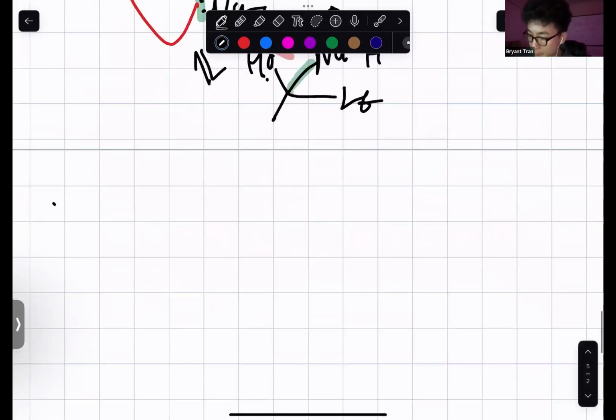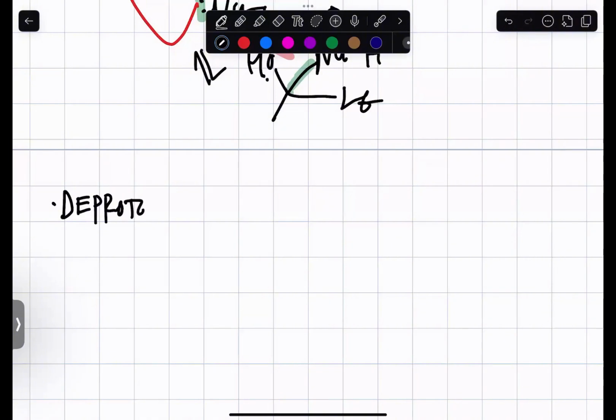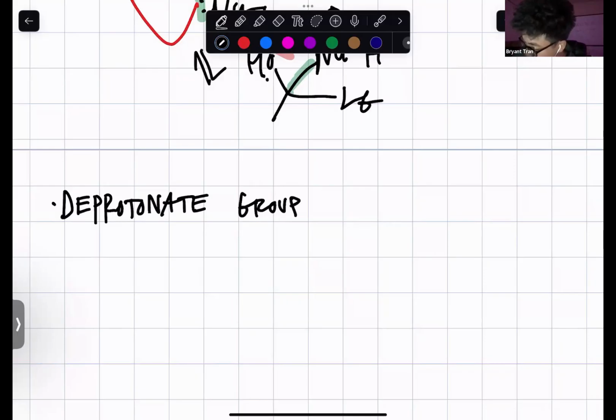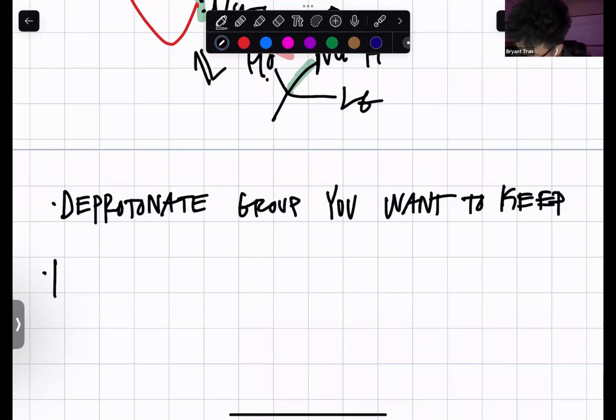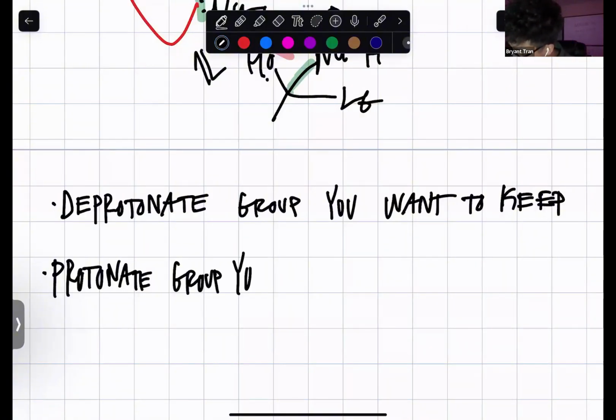Now, once you get this tetrahedral intermediate right here, a lot of these are going to follow these 2 patterns. We are going to deprotonate the group that you want to keep, and then you are going to protonate the group that you want to kick out, right?